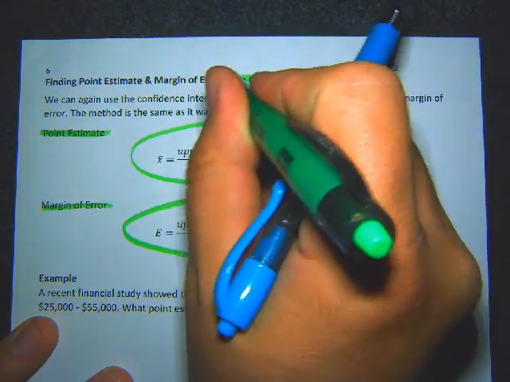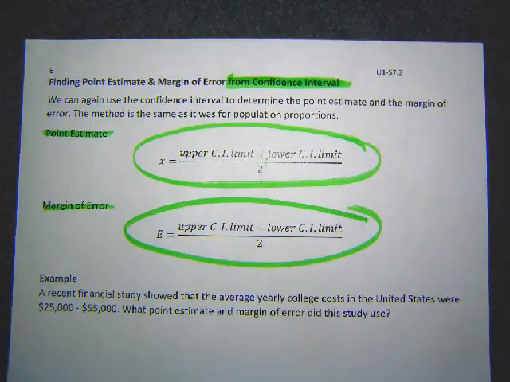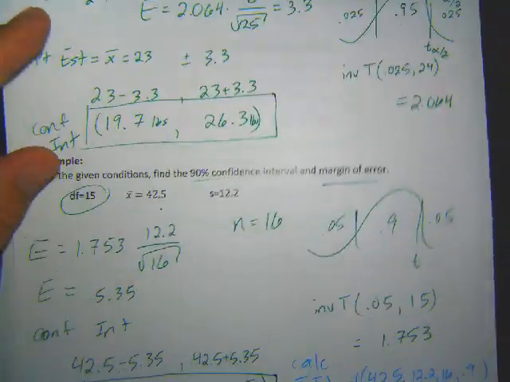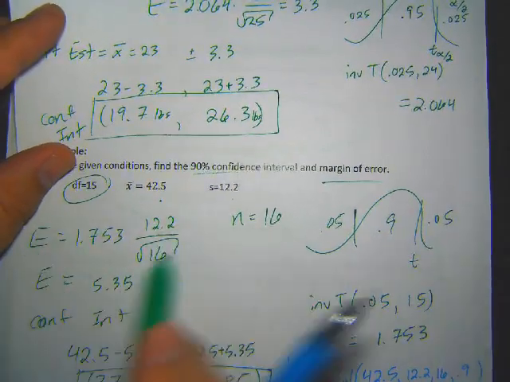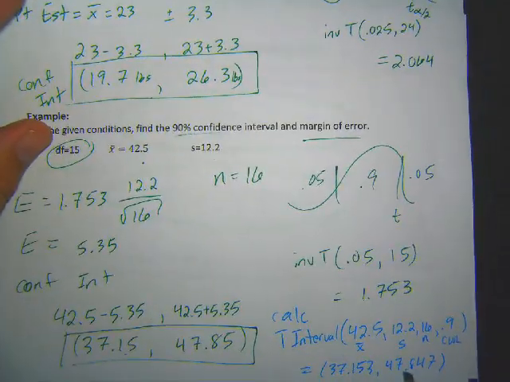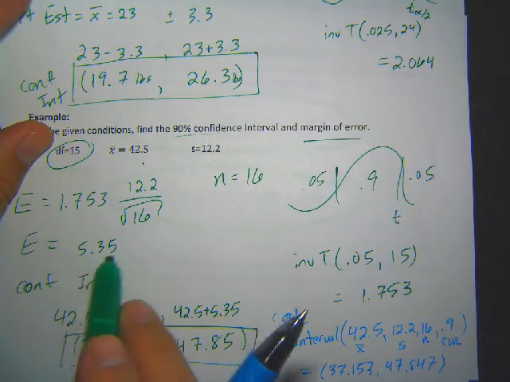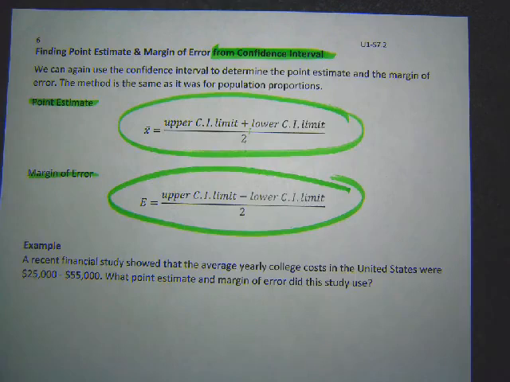So if all you have is the confidence interval, you can do this to get the information. Or even if you are doing a problem like this one, and they ask for both the confidence interval and the margin of error, you could skip this whole process of finding the margin of error. You could just get the confidence interval, subtract the two numbers, divide by 2, and you'll get that 5.35 margin of error. Okay, so let's do a couple examples to show you what I mean.